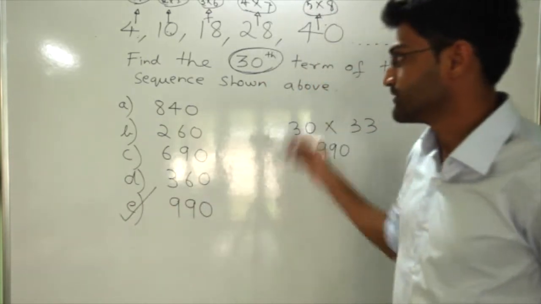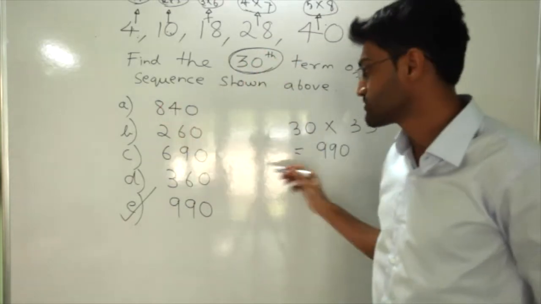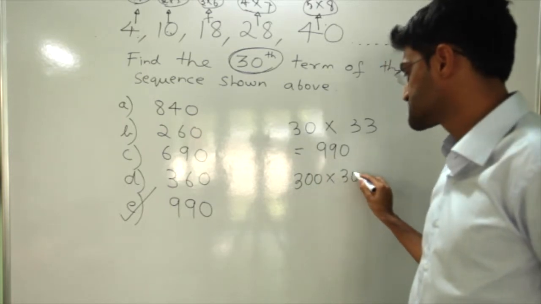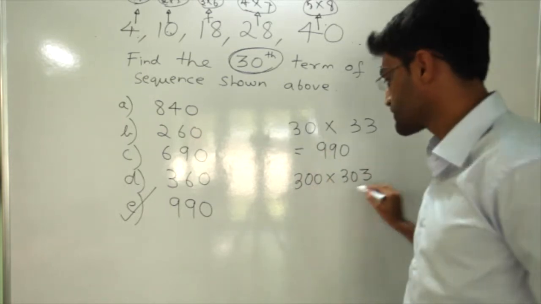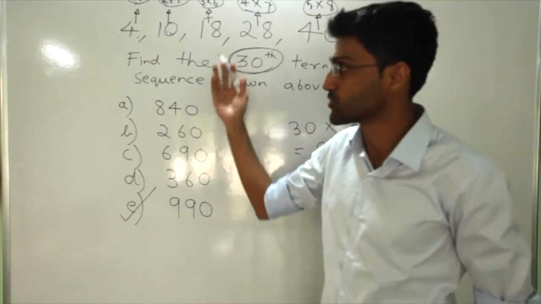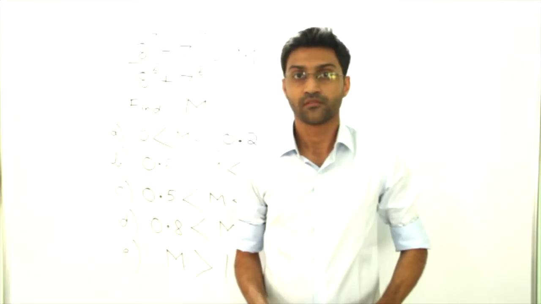In the exact same way, had they asked you the 300th term of the sequence, there's absolutely no reason to worry. The answer would turn out to be 300 times 303. So you just have to invest a few seconds in computing this and you get to your answer. This shows us quite clearly a much better approach to this question.